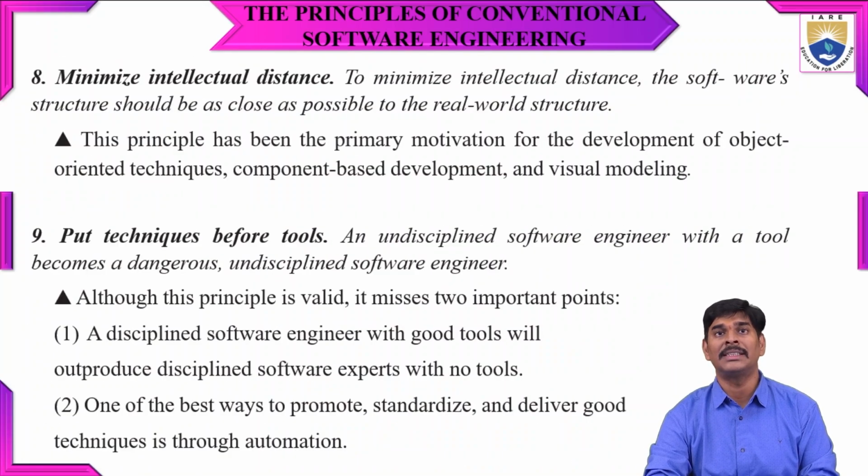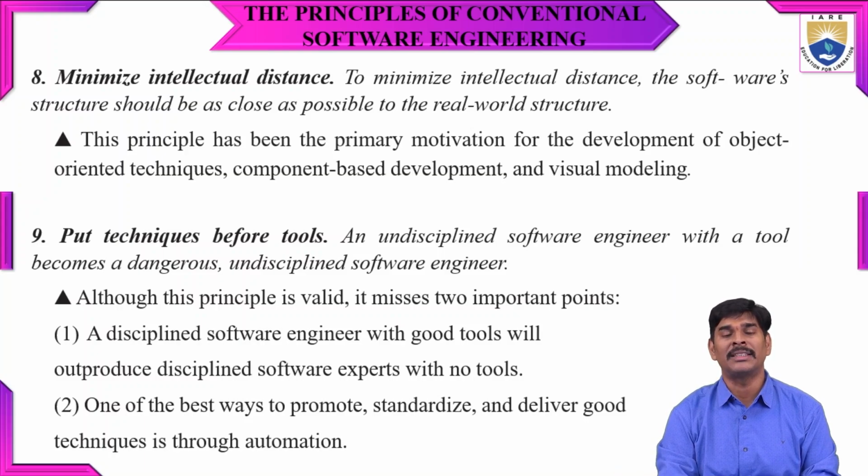Okay, so this is the seventh principle, and the eighth principle is minimize intellectual distance. When we talk about distance, while designing with any techniques, component-based or visual modeling, we need to minimize the distance between the software structures and check the possibilities of the real world structures. For example, while developing a software product, we need to check whether we need to use the object-oriented technique, component-based development, and visual modeling.